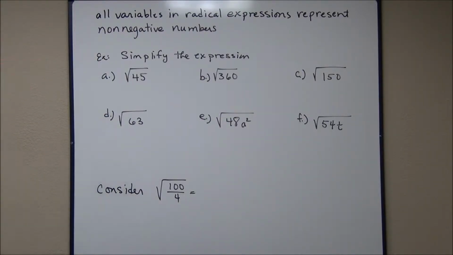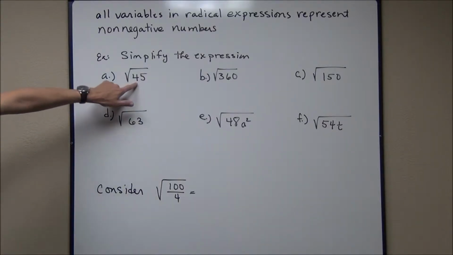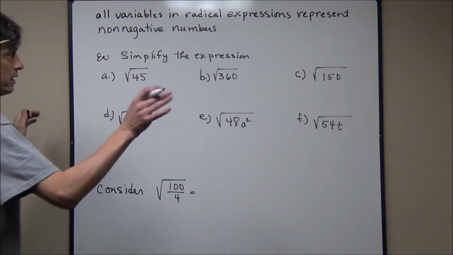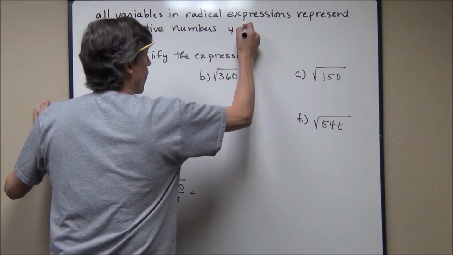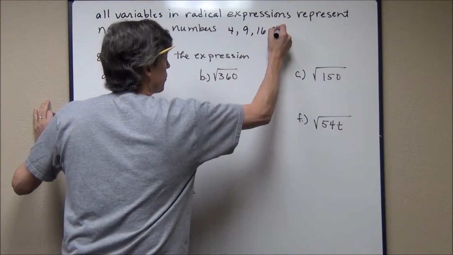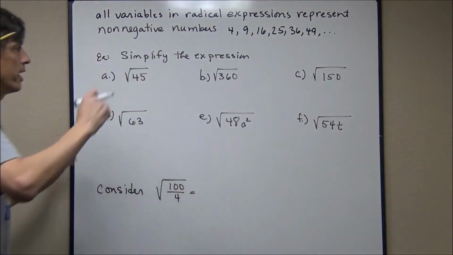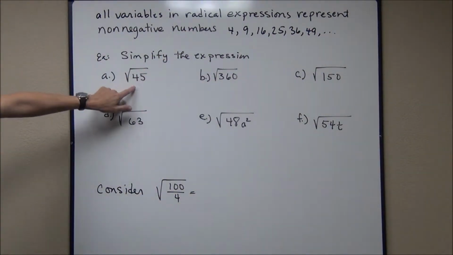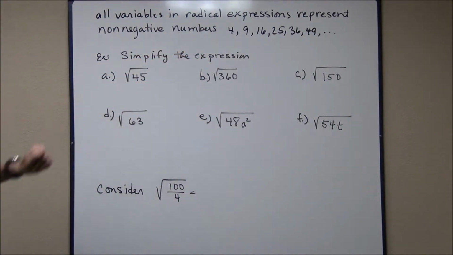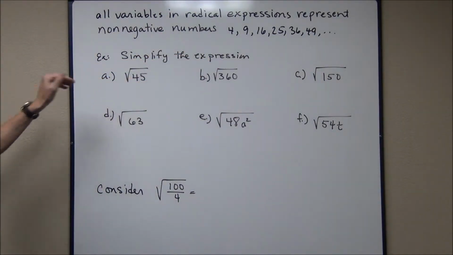Non-negative. Alright, now what we're going to do is use that first statement that I gave you about perfect square factors to simplify these expressions. I look at the number 45 and I think, what numbers divide into 45? Are any of them perfect squares? Now 1 doesn't count, so you'd have to consider 4, 9, 16, 25, 36, 49, and so on. I'll put more down if I need them. I look at 45, I look at those numbers, and I recognize 9 is indeed a factor of 45.